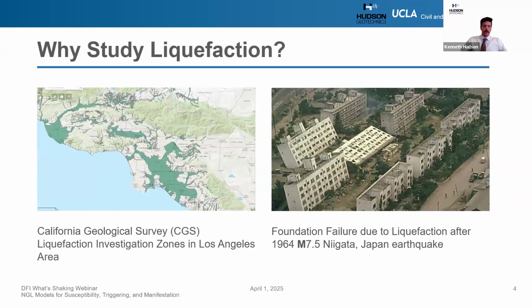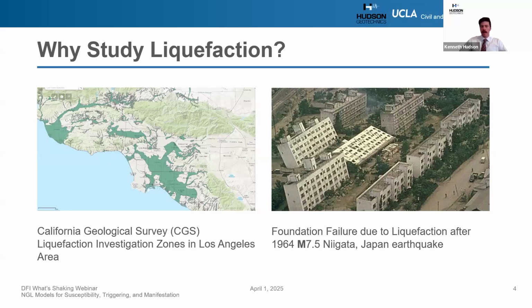I always like to start off with a quick reminder of why we even spend all this effort and time and money on studying liquefaction. It's because it's a really widespread hazard. That's a map of the Los Angeles area with California Geological Survey zones that are potentially liquefiable, that require any project within those zones to be evaluated for liquefaction. So it's a very large, widespread hazard. Pretty much anywhere in the world you go where there is seismicity, or even not, sometimes static liquefaction cases occur. It's just a widespread hazard.